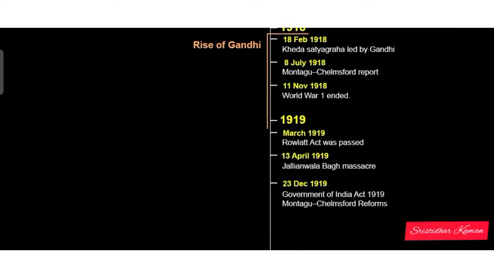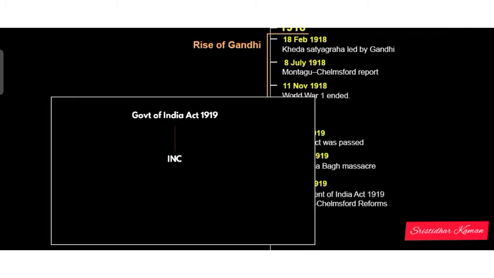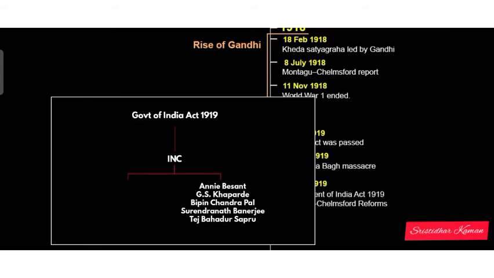Then on 23rd December 1919, the Government of India Act was passed. The Act embodied the reforms recommended in the Montagu-Chelmsford report. The Indian National Congress rejected the Act. But there were many leaders in the Congress who accepted the Act and were ready to cooperate with the British government.